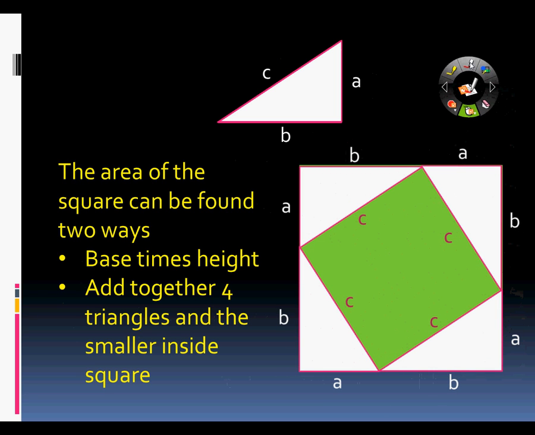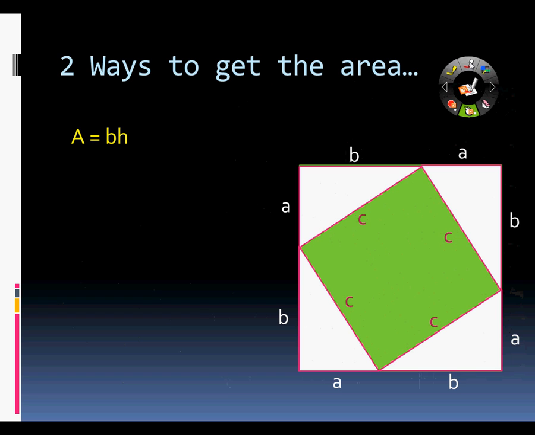The area of the square can be found by saying base times height. That's one way. But we've also found out that you can take any shape and cut it into pieces and find the area of the pieces. So another thing I could do is add these 4 white triangles. They're all the same triangle, but add those 4 areas together with the green C square that's here in the middle. That's another way I could find it. So let's take a look at the area found those 2 ways.